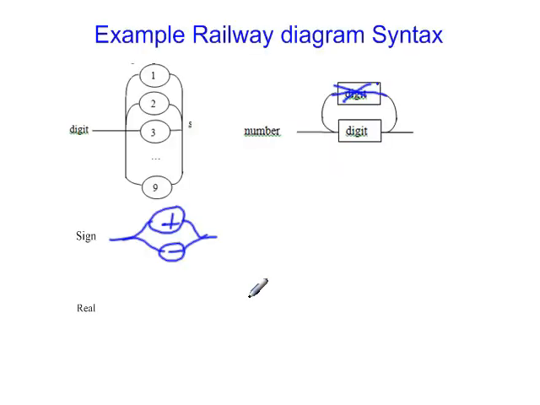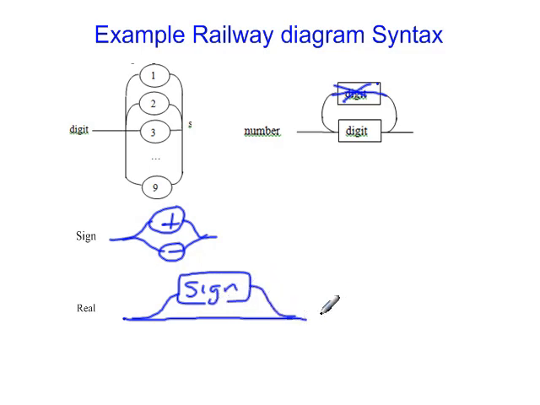Now we're going to move on to the real and defining the real using railway diagrams, the same as what we did with EBNF. So we start off where the number can either have a sign or not have a sign at the front. So what we're doing is we have the two possible tracks or options, one with a sign and one without. And that's always going to be followed by a number. So with a real, there's always a number.